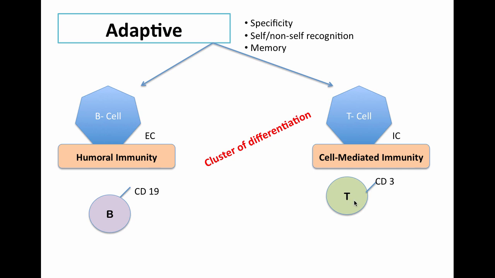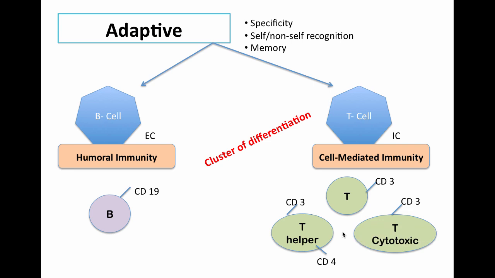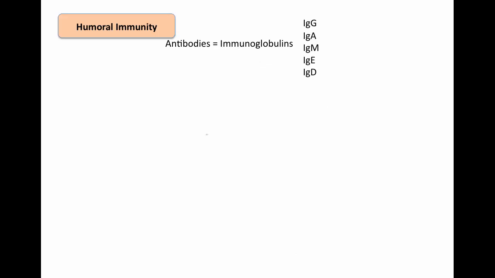There are two types of T cells. The first one is a T helper, which has a CD3 because it's a T cell, and another CD, which is CD4. T helper cells are often called CD4 cells. The second type, which is the cytotoxic cells, CD8. Humoral immunity is basically antibodies. These antibodies are known as immunoglobulins. There are many types: IgG, IgA, IgM, IgE, and IgD. Remember, GAMED.